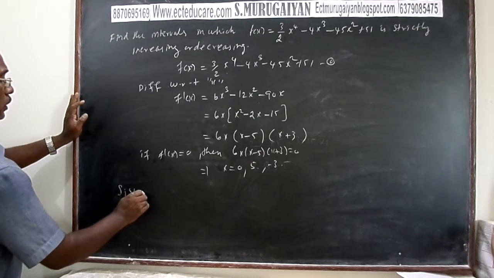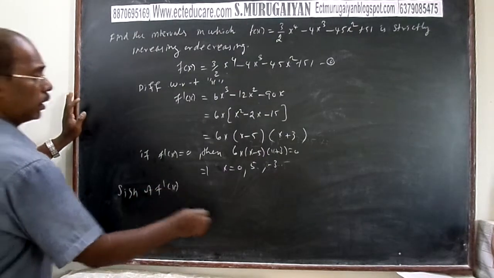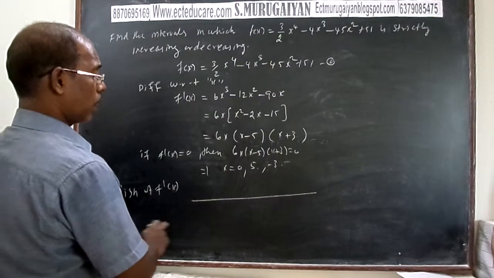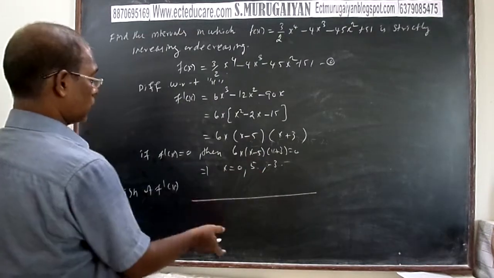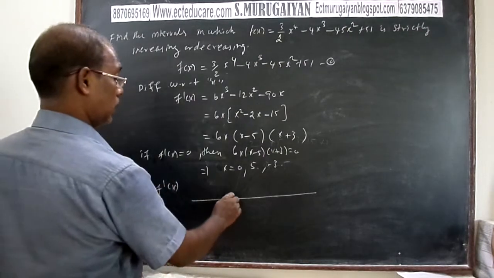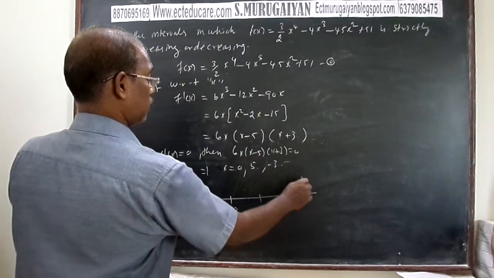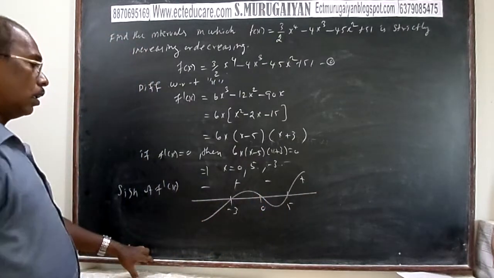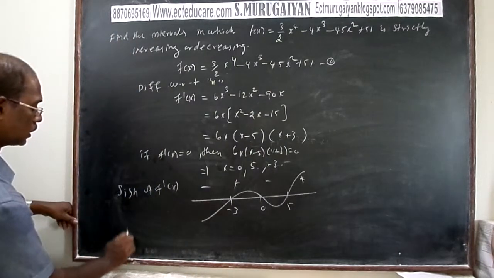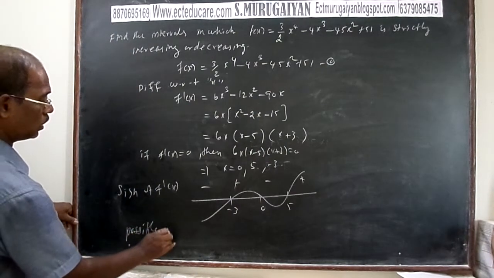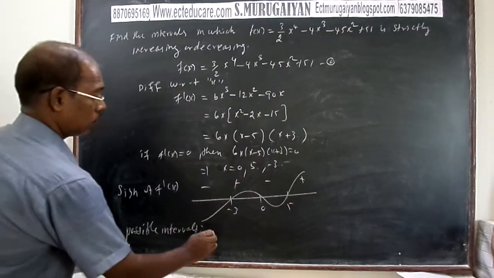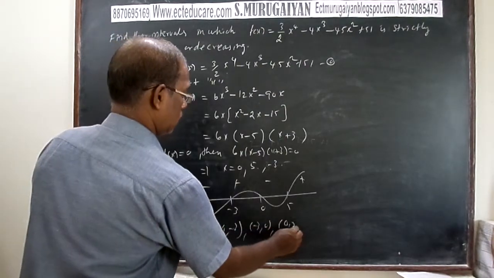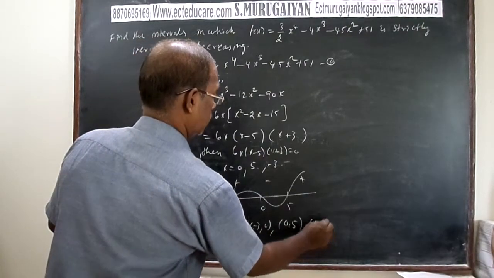Then the sign of f dash of x according to the curve. There are three zeros of f dash of x. If we treat f dash of x as a polynomial, these three are zeros of the polynomial f dash of x: minus 3, 0 and 5, positive, negative, positive, negative. So this is the sign conversion graph. According to this, we can conclude the possible intervals: minus infinity to minus 3, minus 3 comma 0, 0 comma 5 and 5 comma plus infinity.